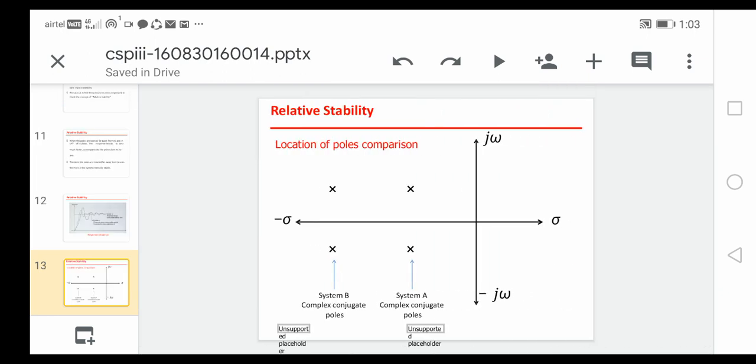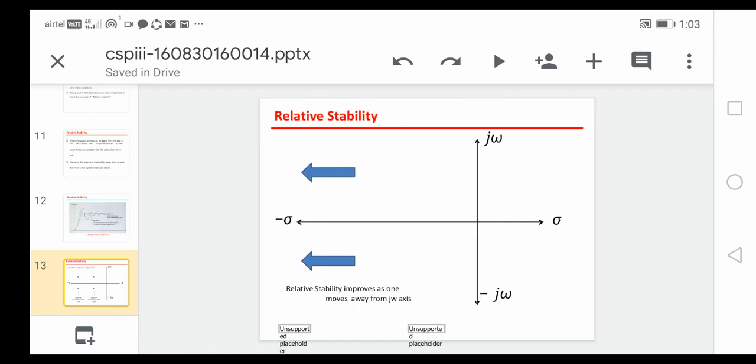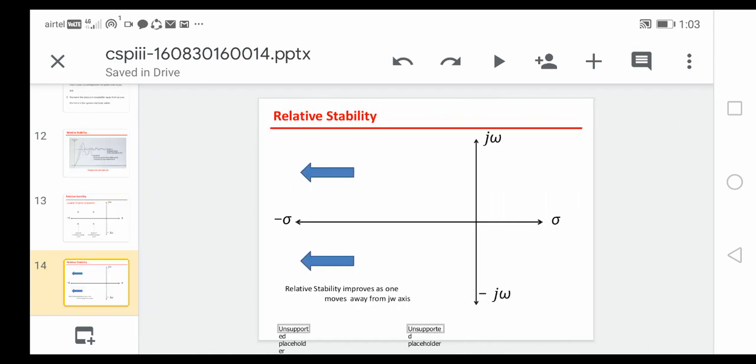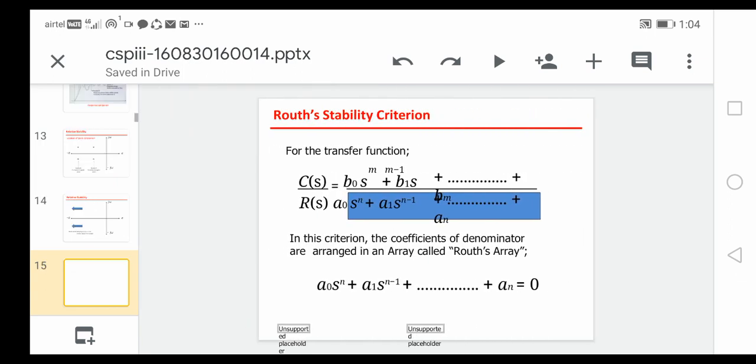Location of poles: here the cross mark indicates the poles. In this case, all the poles are complex conjugate and present in the left half of the s plane, so the system is stable. Here also, if the poles and zeros are moved away from the j omega axis, then the relative stability improves as one moves away from the j omega axis.